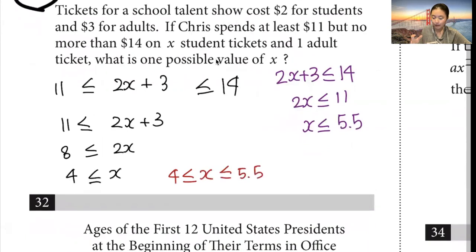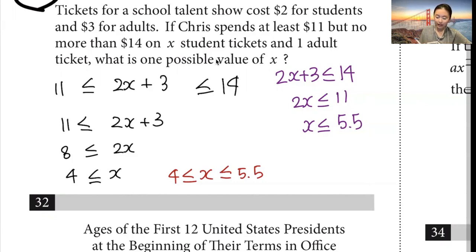And whatever fits within the range should be the answer. But know that tickets can't be split, right? You can't just have 5.5 student tickets. It's always a whole number. So that's another thing you need to keep in mind, that you need to know the context of the question. So in that sense, you need to read it carefully. That's all I have to say.